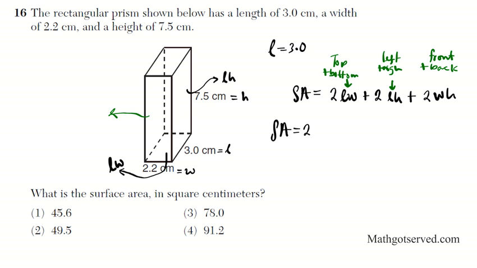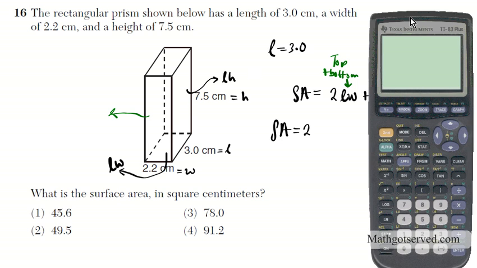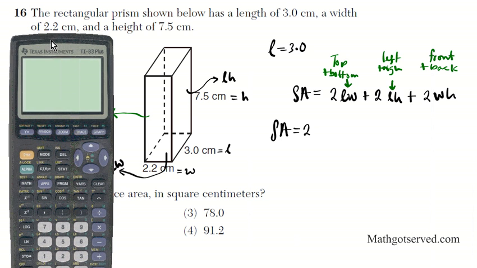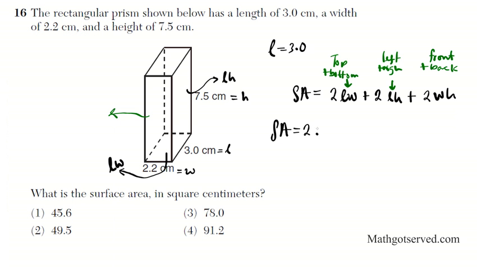So we have 2 times the length times the width, 2 times LW, the length is 3, the width is 2.2, plus 2 times the length is 3, the height is 7.5, plus 2 times the width is 2.2, and the height is 7.5. All I just did here is plug in all the L, W and H into this formula, and that's the expression that I get.